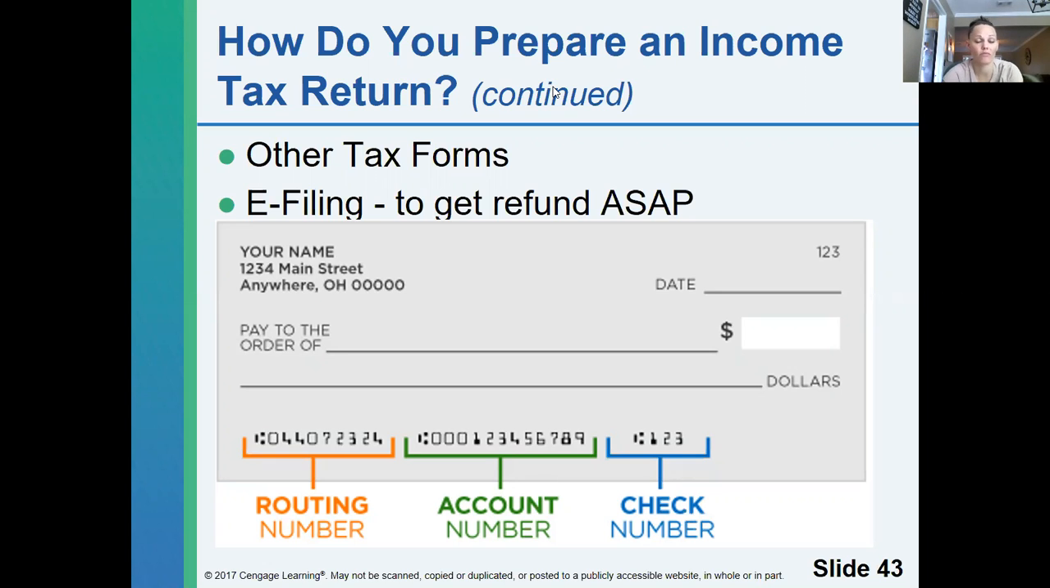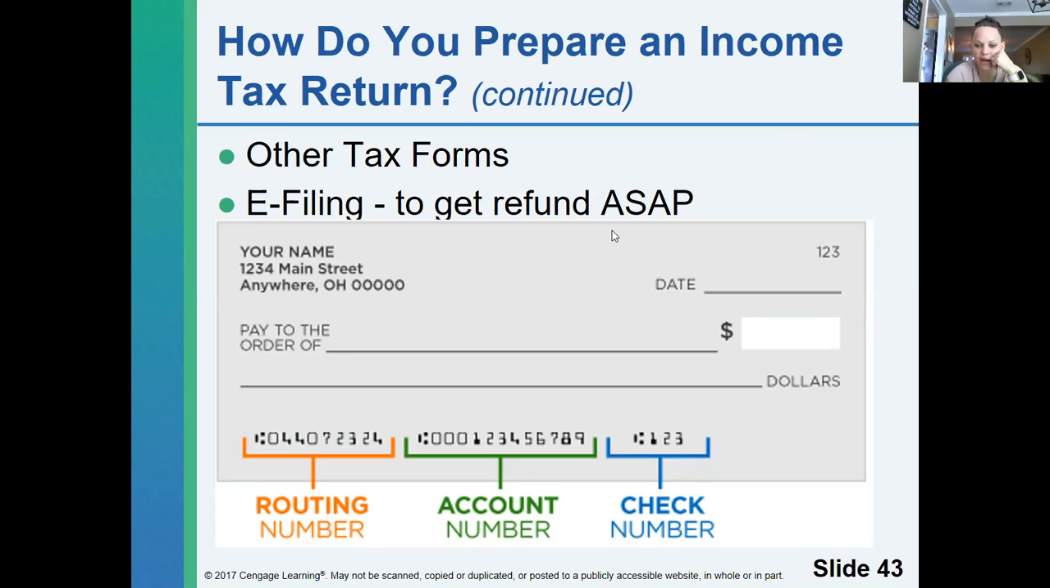You can either use TurboTax. That's what I use. They do have a free version as well. You can use an accountant or you can do it by hand. Either way, when you e-file, that's how you get your return the quickest. If you print it and mail it in, it's going to take longer to get your tax return.